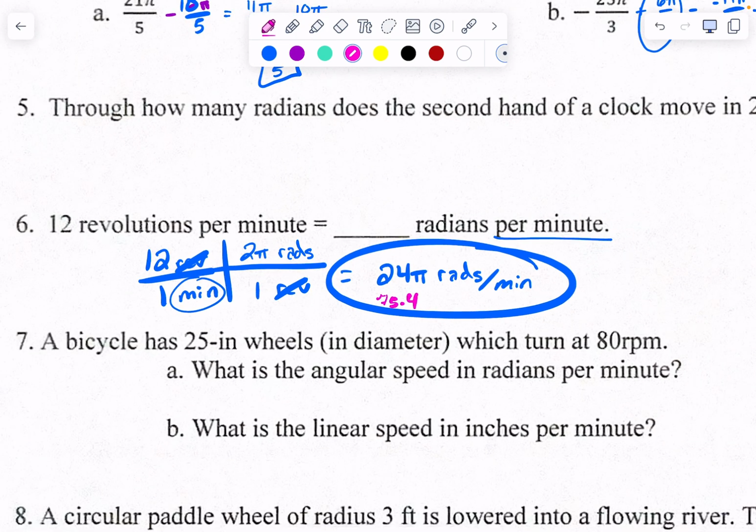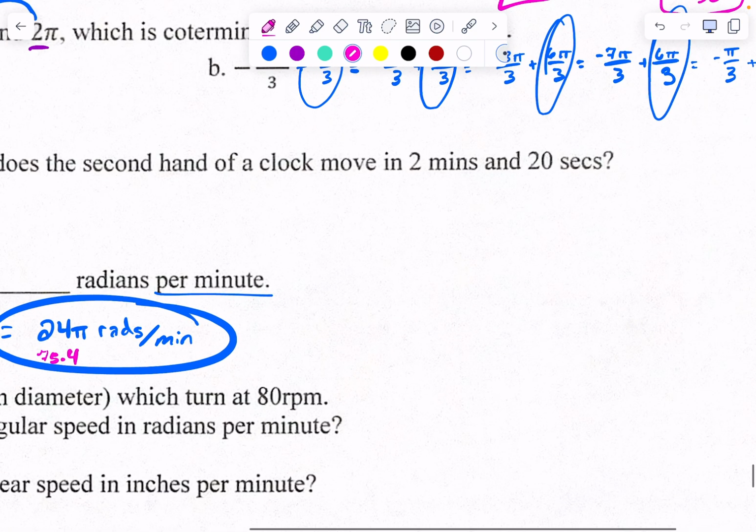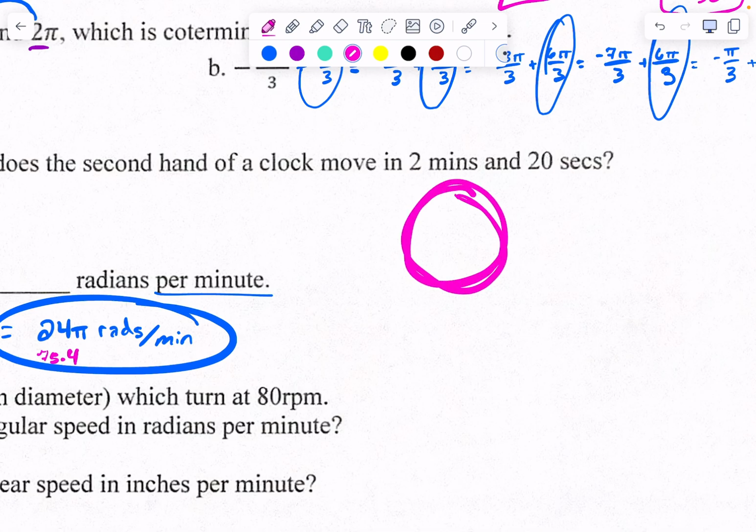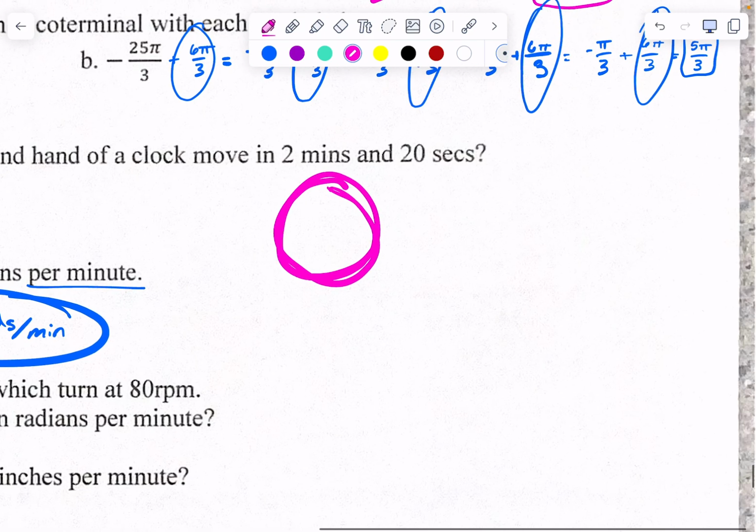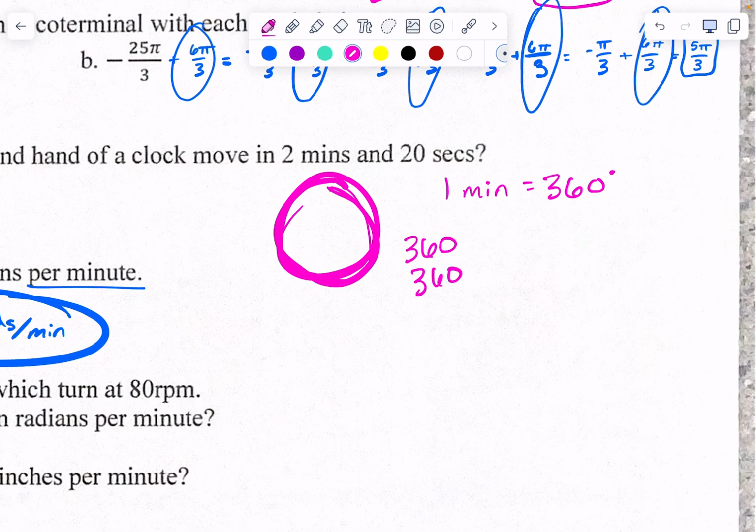Okay? Happy with that? Number 5. 2 minutes and 20 seconds. We're talking about the second hand. 2 minutes is going around twice, right? So let's just think of this in degrees. If 1 minute is equal to 360 degrees, true? Okay, so in 2 minutes, I've gone 360 plus another 360. Agreed?